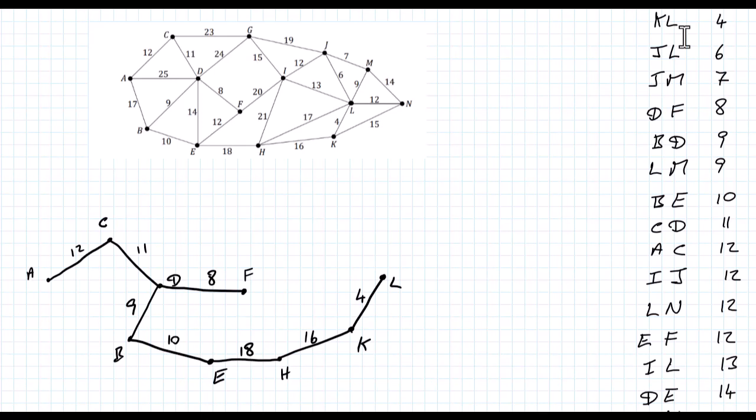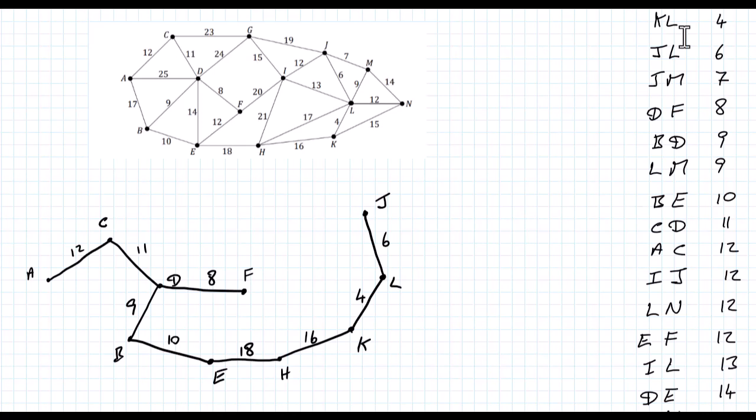Okay, from L we have 12, 9, 6, we have 13 out to I, we have 17 back to H, but that's a cycle, so we can't use that. From C we've got 23, from F we have 20, from H we have 21, we have 17, but that'll make a cycle. I think I have all of those. Now the minimum I can see there is 6, and that goes to J. So from L up to J. So let's do that. So we're going up here to J, and that has a weight of 6.